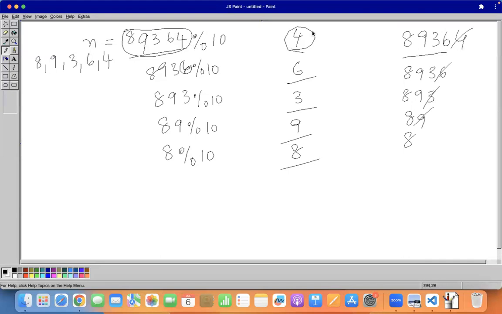Every time I will divide this number with 10. What do I get? 8936.4. And I will apply % to this. What do I get? 8936.